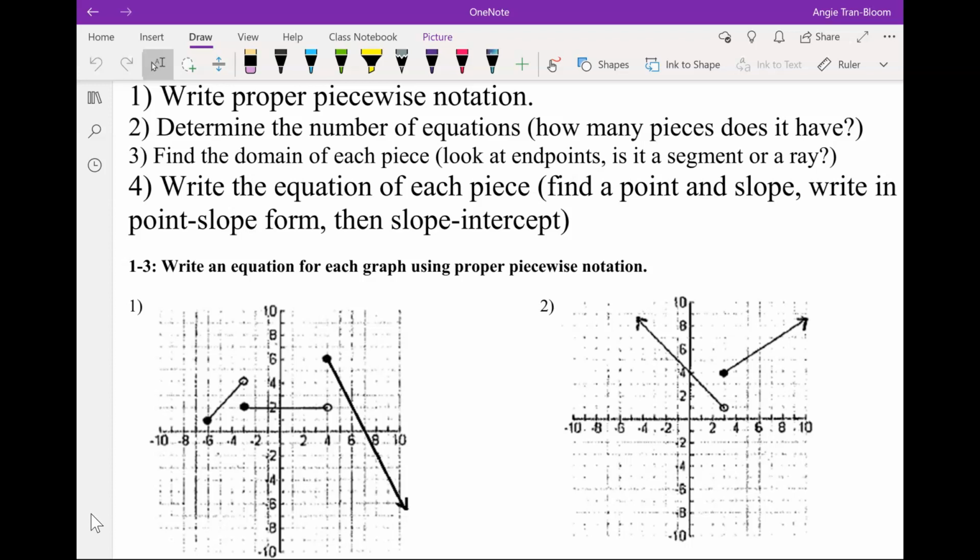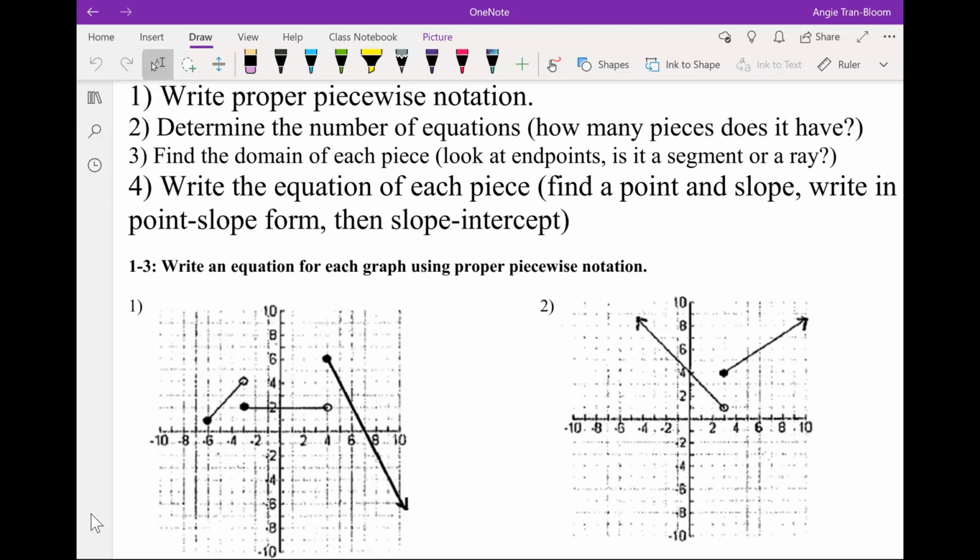Number 2, Chizuki, help me read. Determine the number of equations. How many pieces does it have? Right. How many pieces does each equation have? Autumn, number 3, please. Find the domain of each piece. Look at the endpoint. Is it set in array? Perfect. And number 4, Santana.